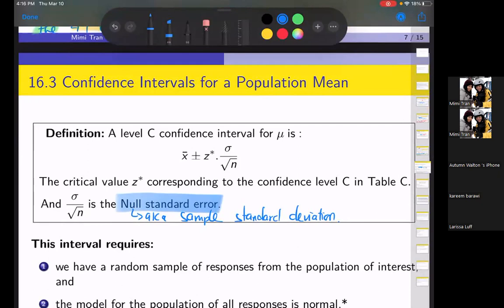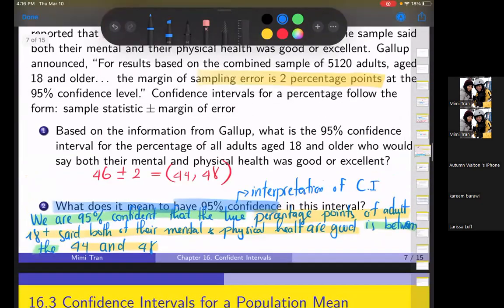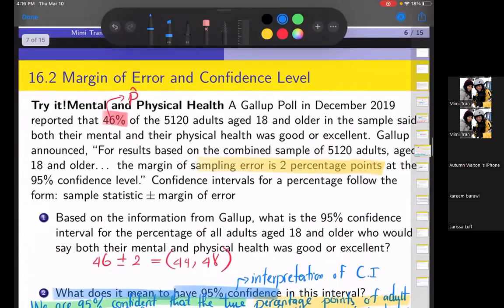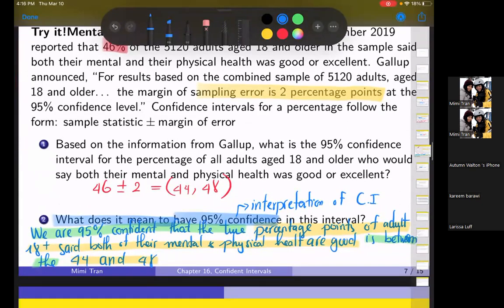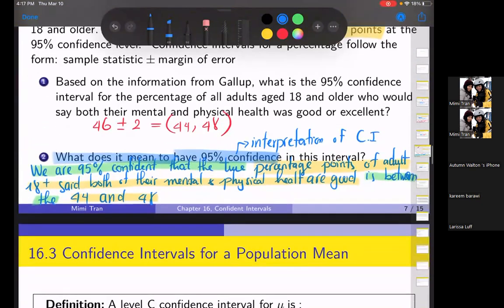X bar is your sample statistic. From the example, p hat is your sample statistic. Because they give you the margin of error, I cannot tell you which is which. It just says margin of error. There's no Z star, and the sigma divided by square root of n is included in the number 2.